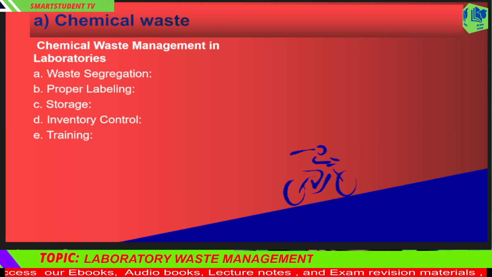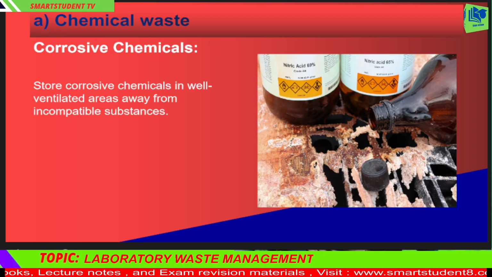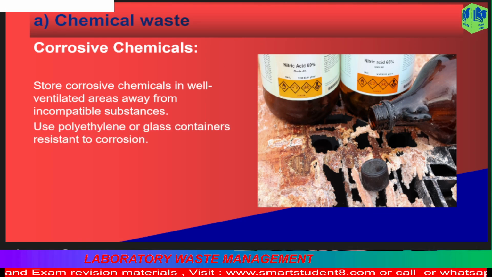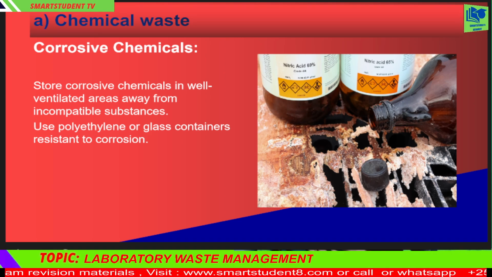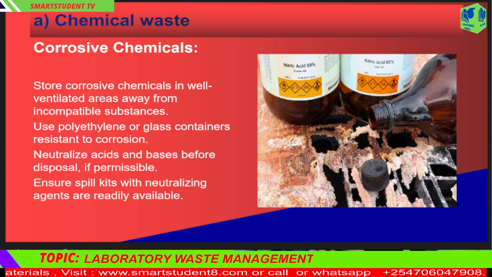6. Specific management techniques for different types of chemical waste. A. Corrosive chemicals. Store corrosive chemicals in well-ventilated areas away from incompatible substances. Use polyethylene or glass containers resistant to corrosion. Neutralize acids and bases before disposal, if permissible. Ensure spill kits with neutralizing agents are readily available.